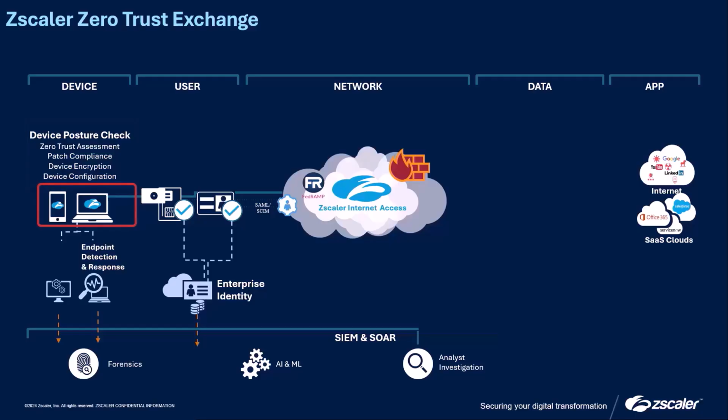perspective. Now, the very first thing that happens post-device posture check is the user-based checks. And the very first check is the multi-factor authentication. Now, multi-factor authentication is taken care of by an IDP solution. This can either be Azure or Okta.